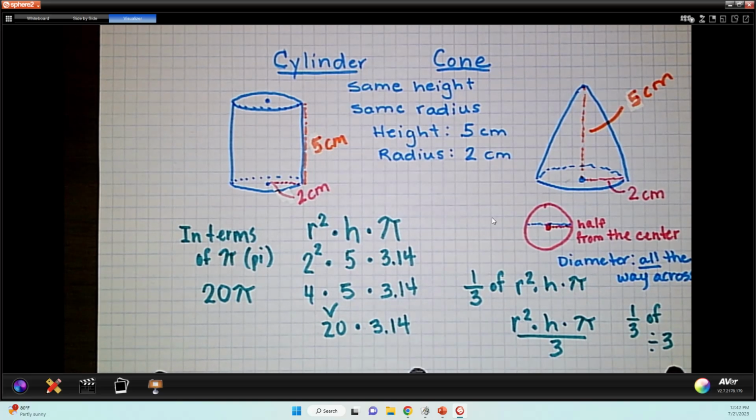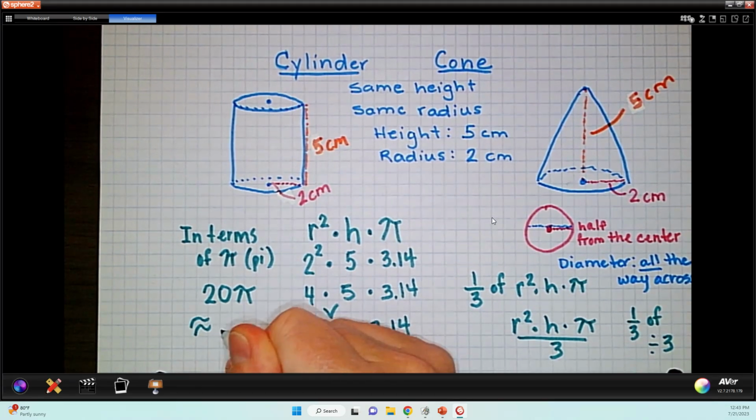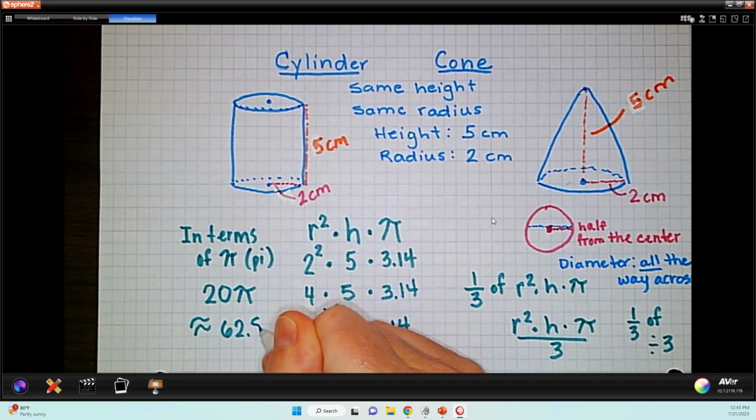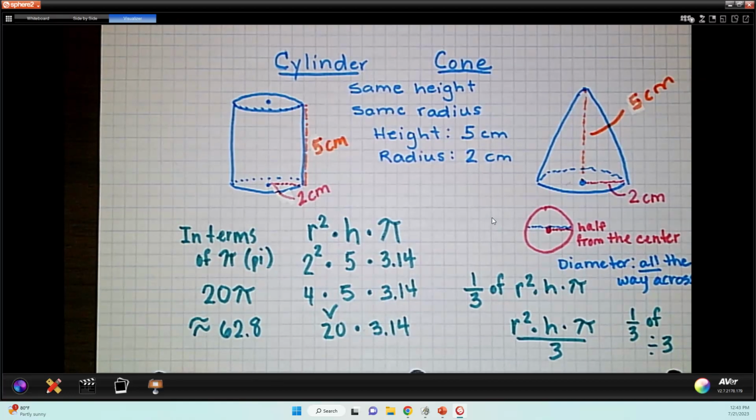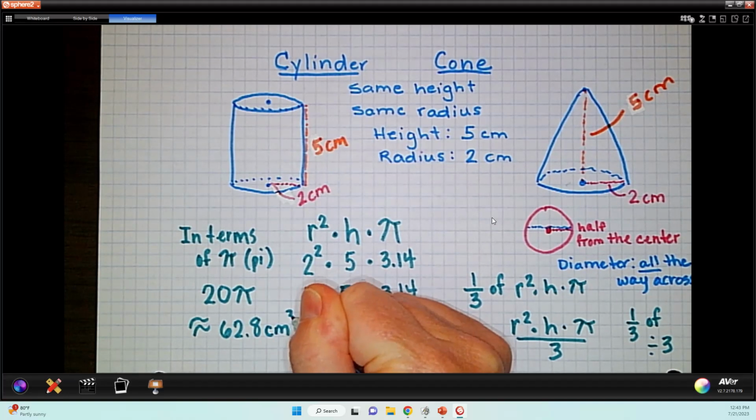Again, pi is an estimate, so there is no exact answer for pi since it's an irrational number, but we use 3.14 as an approximation for pi. So we could say that the answer could be about, and we can use that little "about" squiggly line, 62.8. Now, if they use the pi button, they might have a slightly different decimal, and they can round to the nearest tenth or hundredths or even whole number. This would be centimeters cubed.